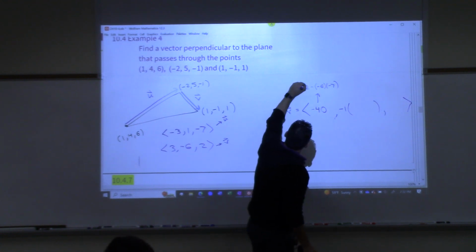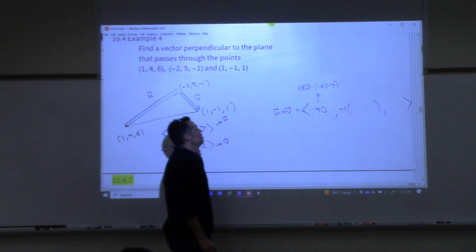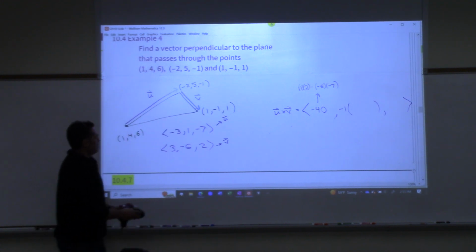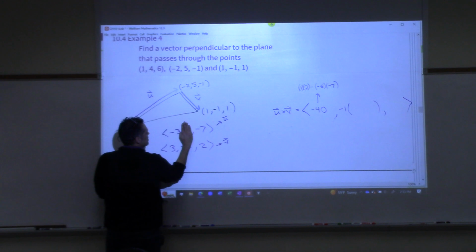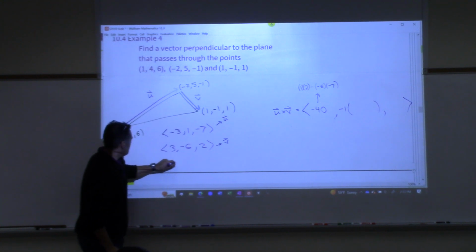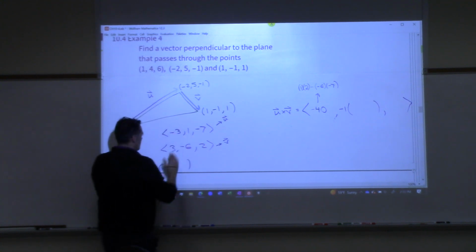1 times 2. So 1 times 2 minus 42. Let's see if we can get this other one here. That's negative 6. And then we're going to take away, so I'm going to write down negative 6, and we are taking away from that what? Negative 21.